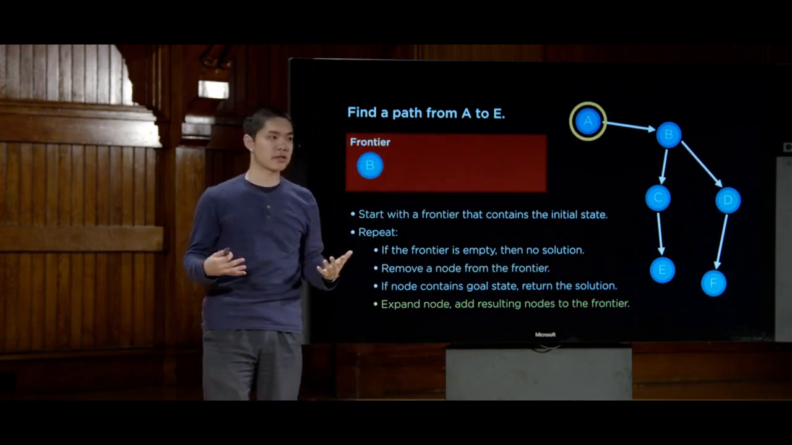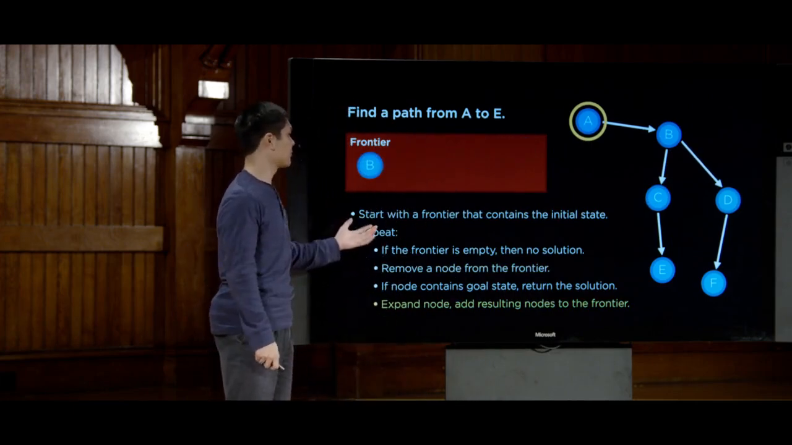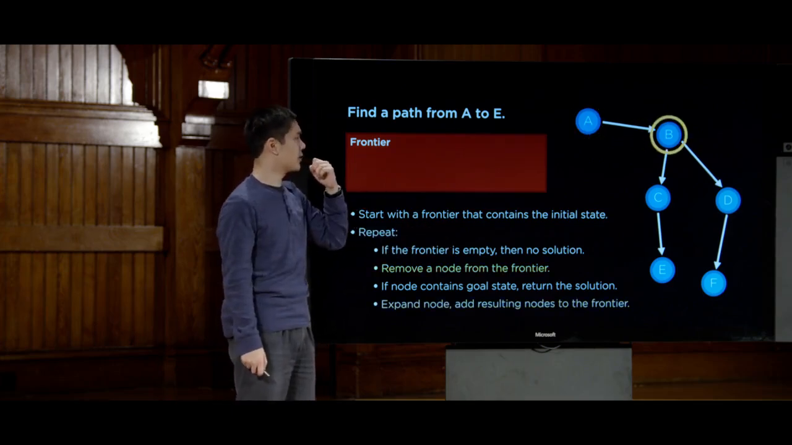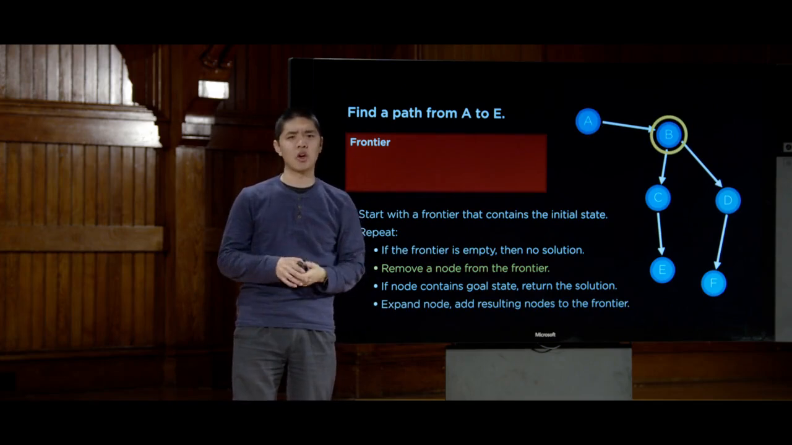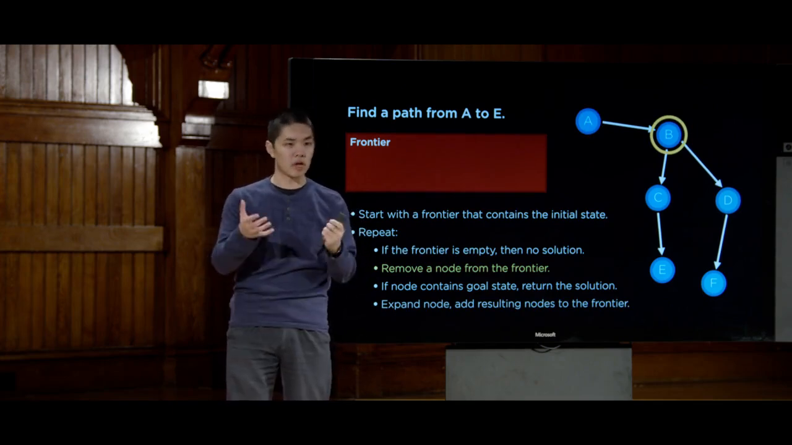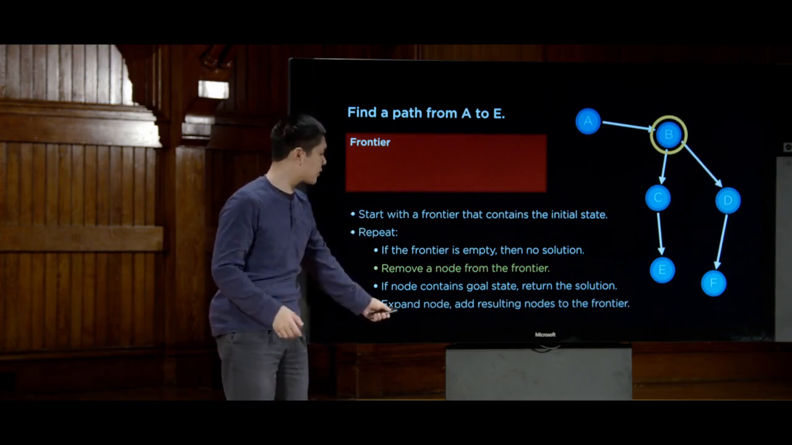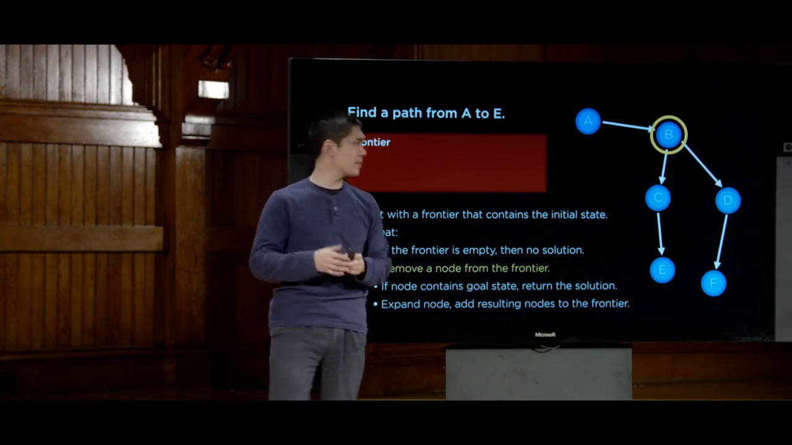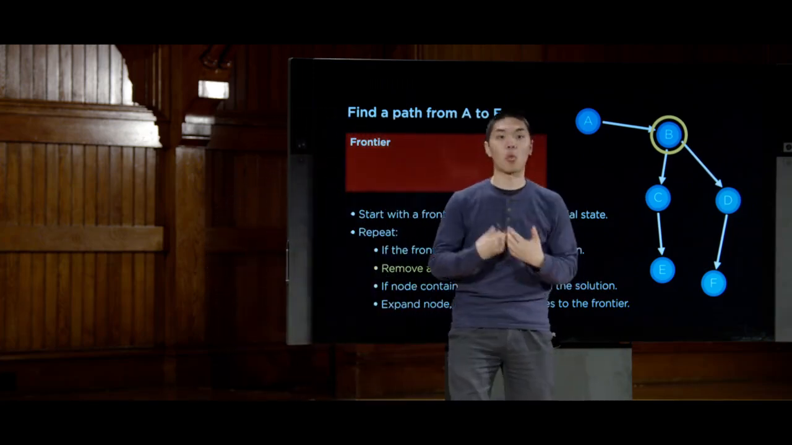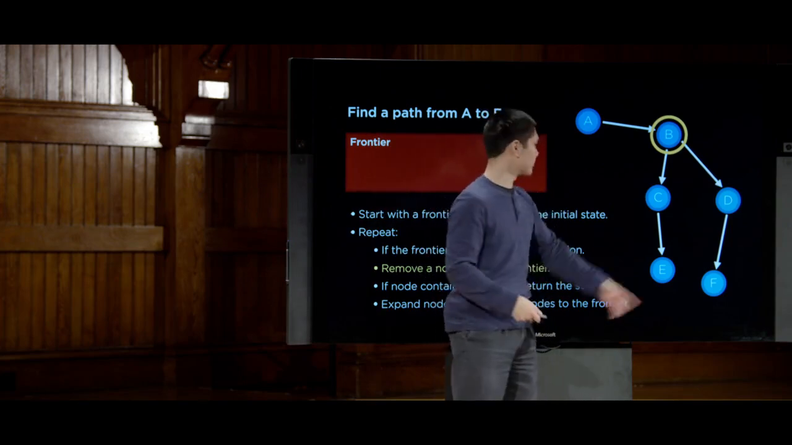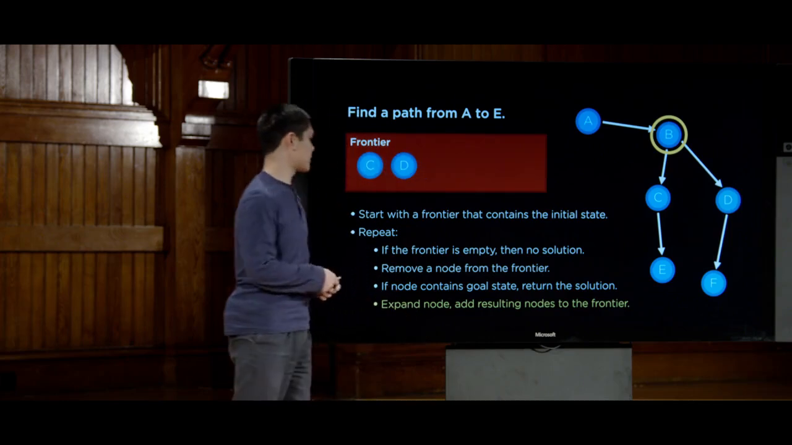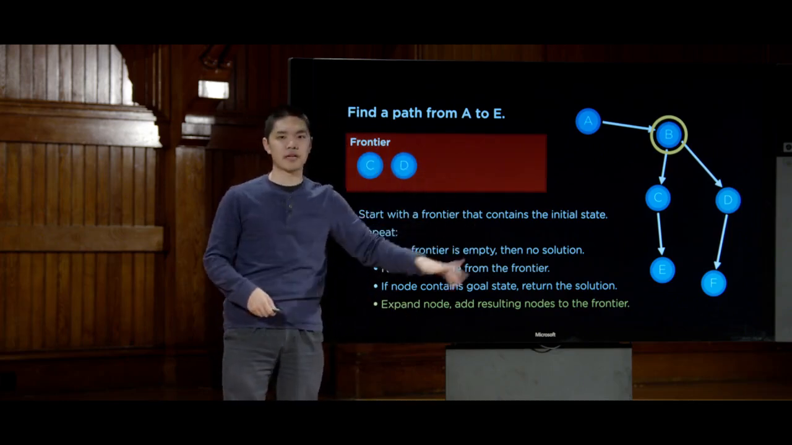And now B is in the frontier, and we repeat the process again. We say, all right, the frontier is not empty, so let's remove B from the frontier. B is now the node that we're considering. We ask ourselves, is B the goal? No, it's not. So we go ahead and expand B and add its resulting nodes to the frontier. What happens when we expand B? In other words, what nodes can we get to from B? Well, we can get to C and D. So we'll go ahead and add C and D to the frontier. And now we have two nodes in the frontier, C and D.